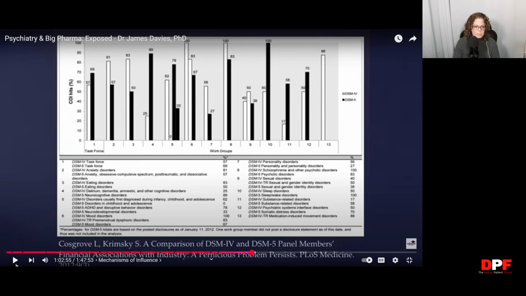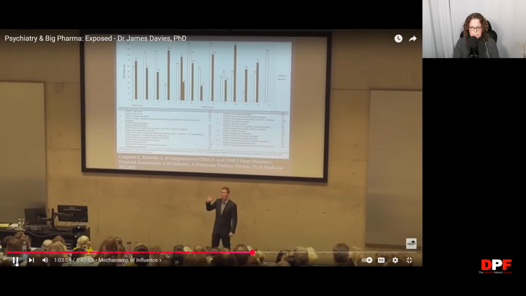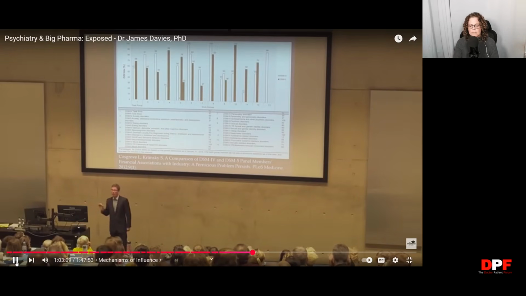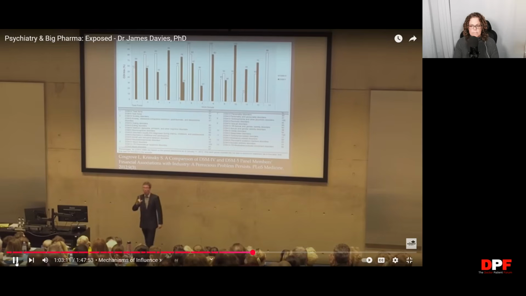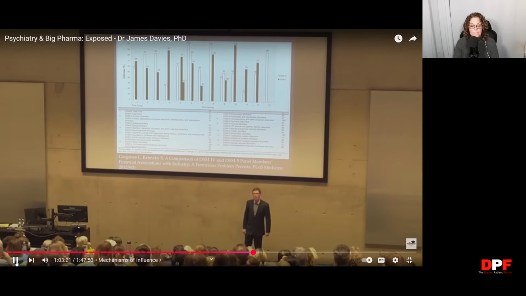This is really important. 56% of the people who were involved on the advisory panels and the consultancy groups for the construction of DSM-4, 56% of them had one or more financial ties to the pharmaceutical industry. And then get this, on the panels that considered the disorders for which drugs are the first line of treatment, 100% had financial ties to the pharmaceutical industry. 100%.